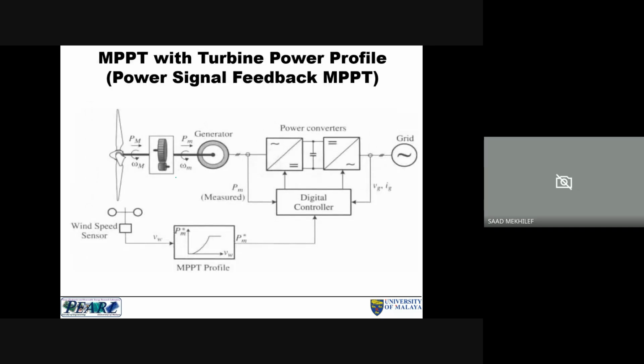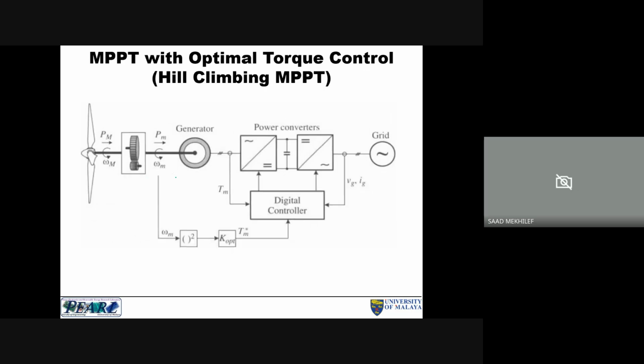The first one is power signal feedback. This is hill climbing, also the same. We take the speed of the high speed shaft, and then do the iterations for the MPPT, and then provide the control, and then control the converters.